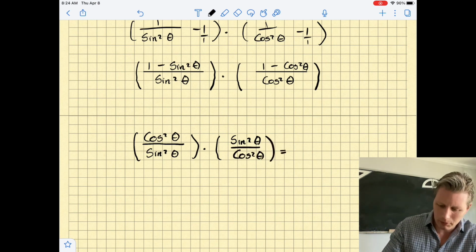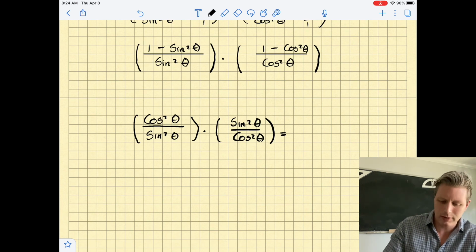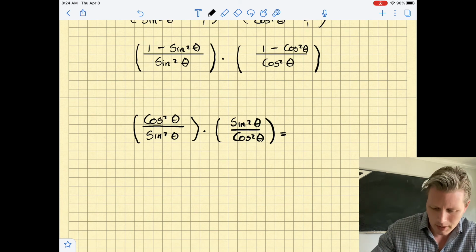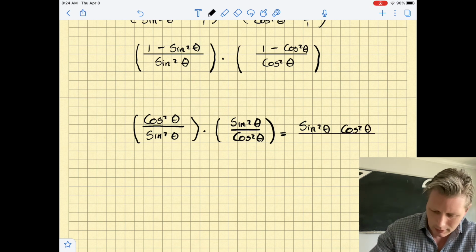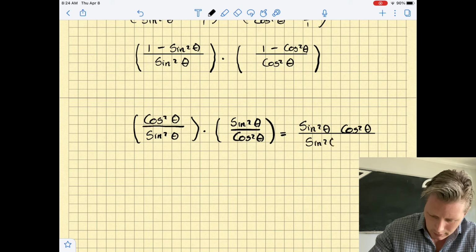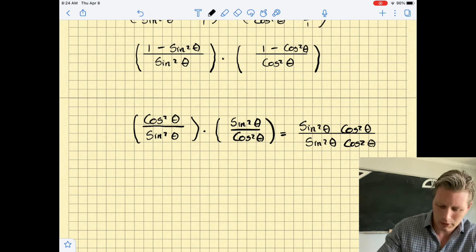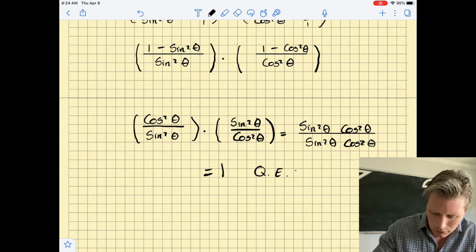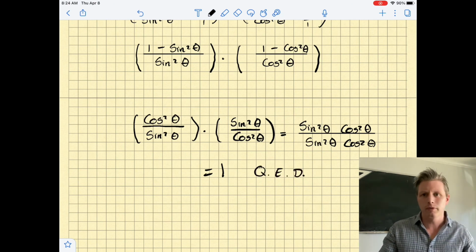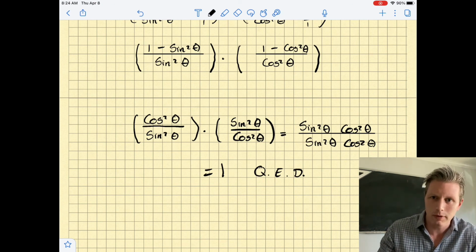And of course, if I multiply these two fractions, top times top, bottom times bottom, I end up with sine squared theta cosine squared theta in the numerator, and in the denominator, I have the same thing, sine squared theta times cosine squared theta. And of course, my numerator and my denominator are the same, and so this is equal to 1. And so again, we've proved what we set out to prove, and so we are done. And that's how we tackle problems like this.